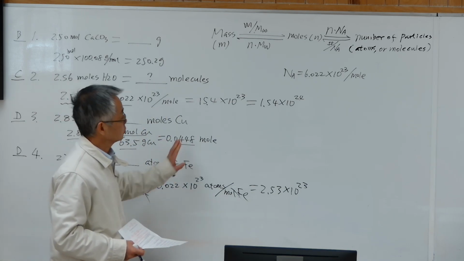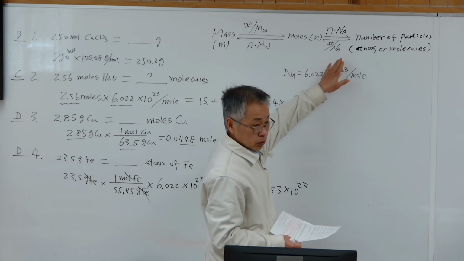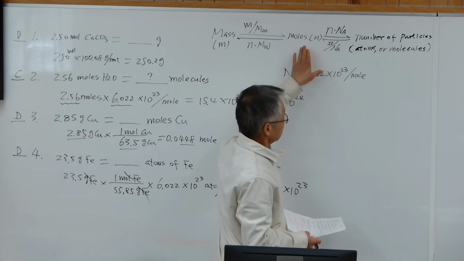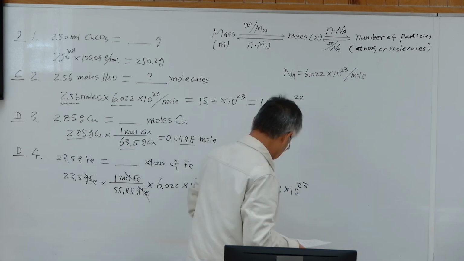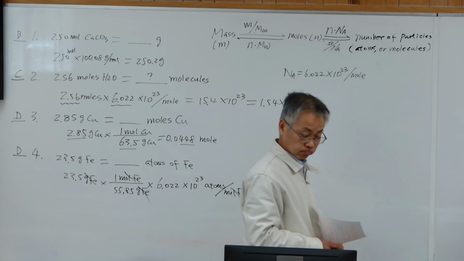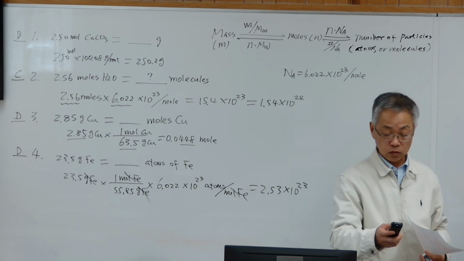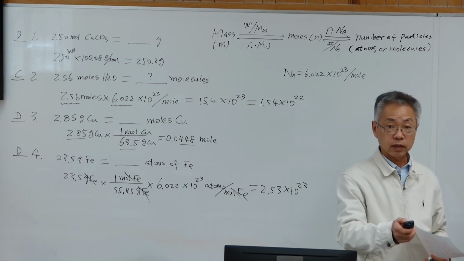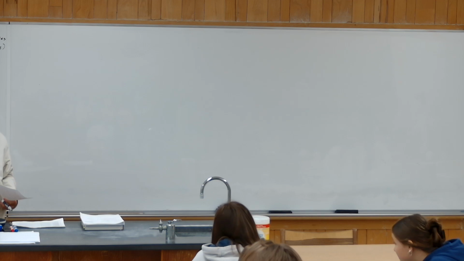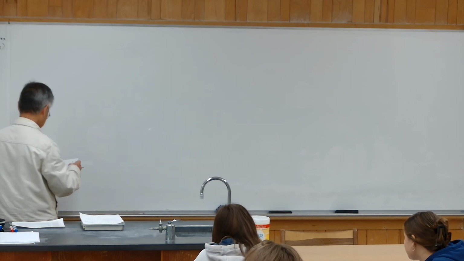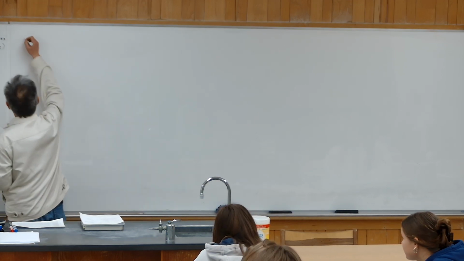So there are two steps: from mass to moles, then from moles to number of atoms. Are you okay with this question 4? If you're okay, then we go to the next, question 5.